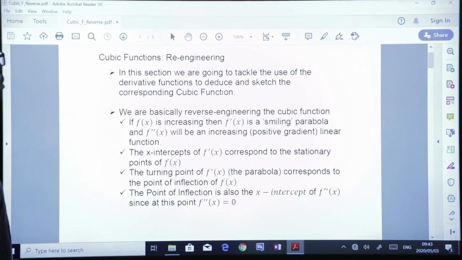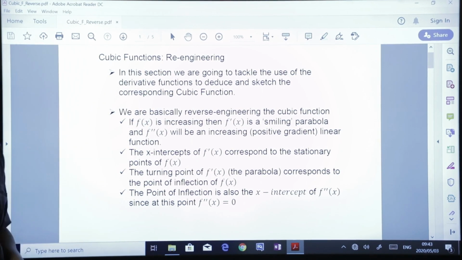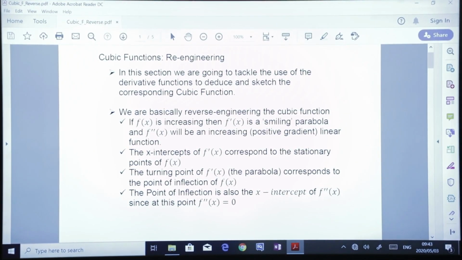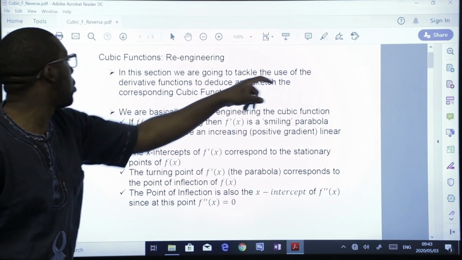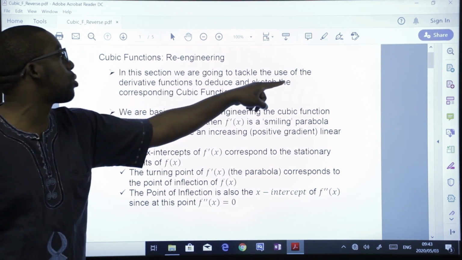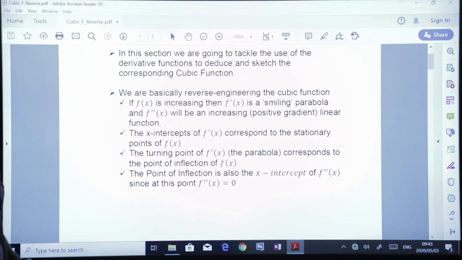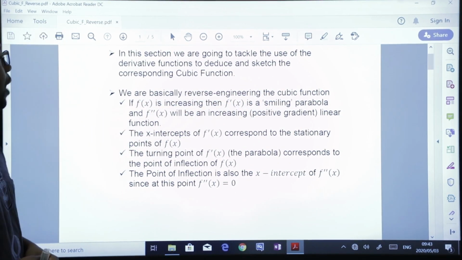In this video, we're going to explore cubic functions, the reverse engineering of those functions. That is to say, we're given either its parabola or its linear function, which is the second derivative, and we have to end up with the cubic function. So we're going to tackle the use of the derivative functions to deduce and sketch the corresponding cubic function. We're basically reverse engineering the cubic function based on a couple of aspects.